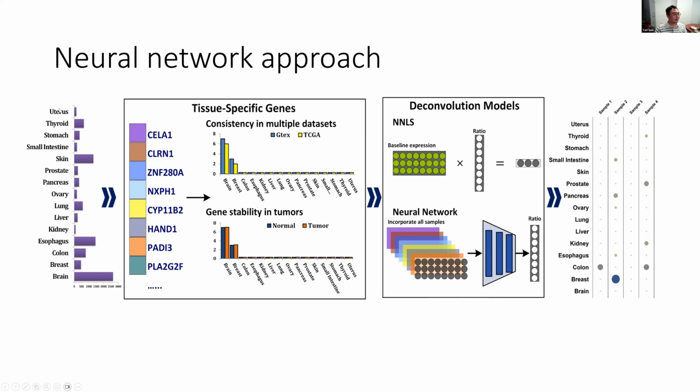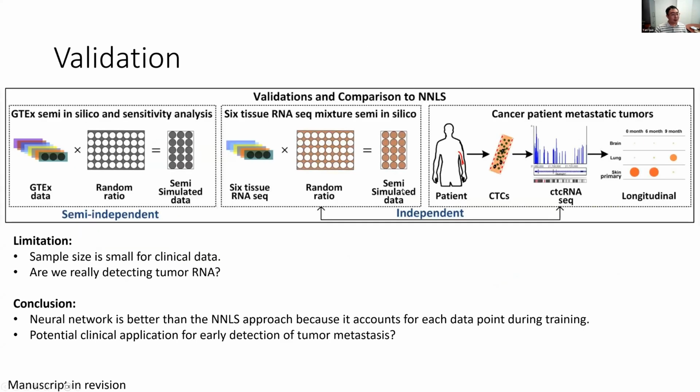We started from about 16 different tissue types right here. Then we used the GTEx data to identify tissue-specific genes, and we validated them in the normal tissues of TCGA data. We identified those tissue-specific genes, and then we used them to build this model. This model is just a standard neural network. We didn't use any fancy model in this case.